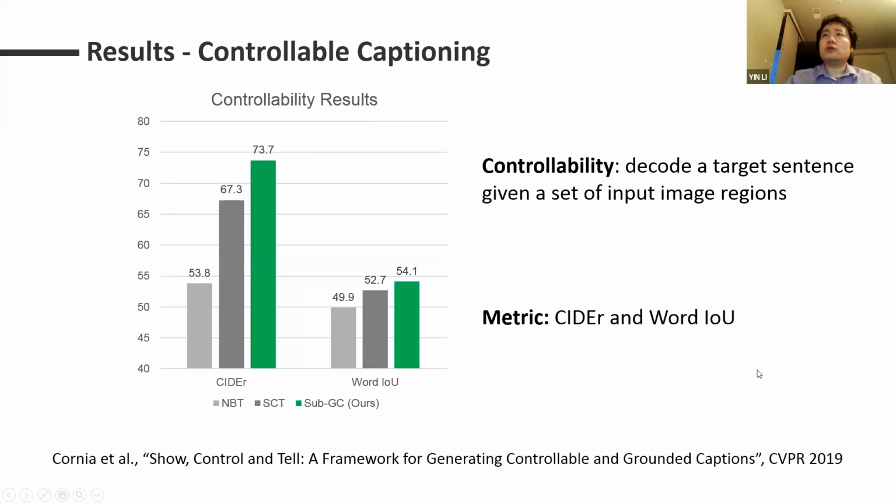And now finally, the controllability scores. So this is the controllability setting. The model is asked to decode a target sentence given a set of input image regions. Here we have 2 metrics that measure both the CIDEr score of the decoded sentences, and also this metric to really figure out if the sentence really focuses on the concepts that are presented as input to the model. So again, we have better caption quality and better concentration on the desired concepts.